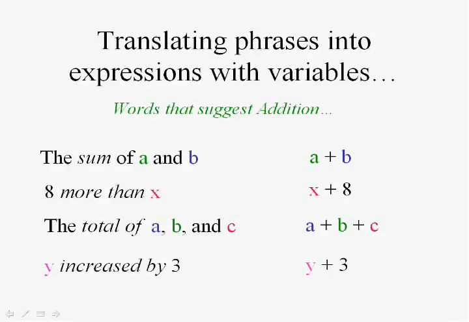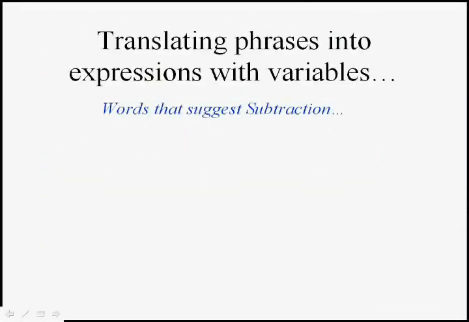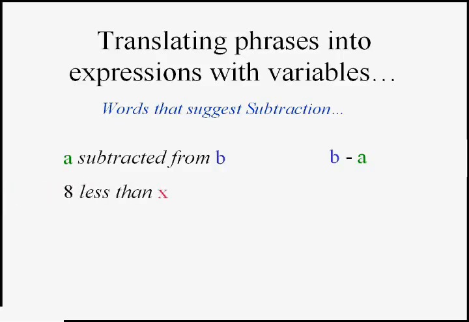Now it starts getting a little trickier when we talk about subtraction, especially with the word from. A subtracted from B means that, even though A is listed first, I started with B and subtracted A from it. That's kind of backwards, isn't it? But that's the way it is. A subtracted from B is B minus A. 8 less than X means I started with X and I have 8 less than that. So don't always go by the number or letter that they list first. You have to read the English and interpret it.